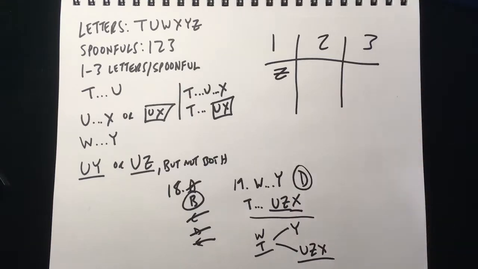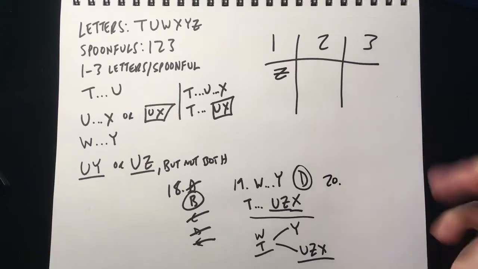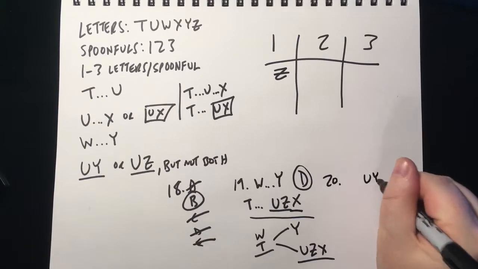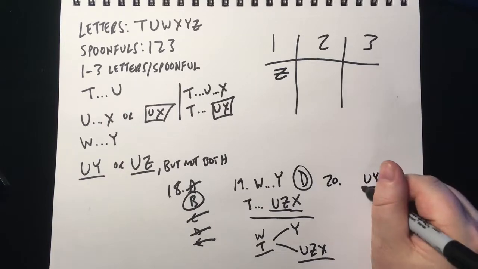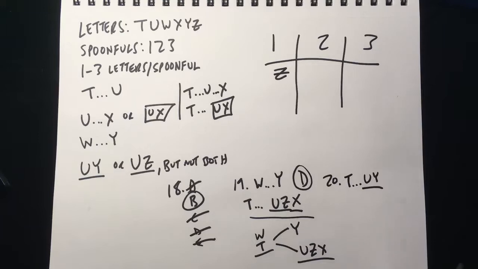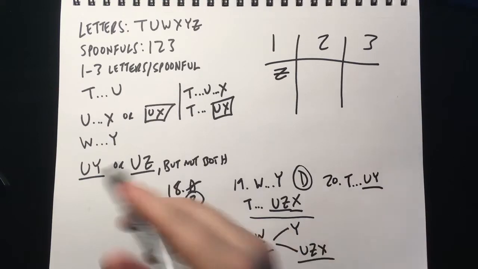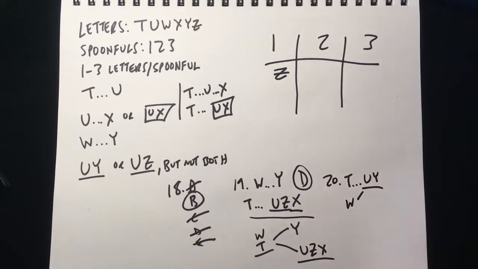So somewhere off to the side, or we can write it down here as a matter of fact, we know we're going to have a U and a Y together for sure. What's coming before that U and Y? I know that there must be a T coming before it. Who else is coming before that Y? Remember, I know there's a W coming before that Y as well. I don't know how this T and the W relate to each other.